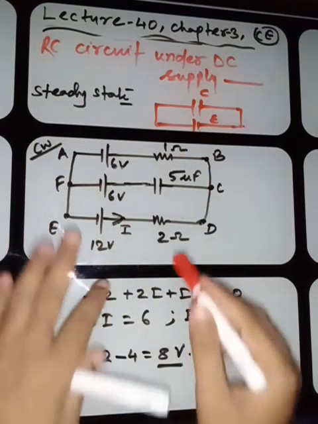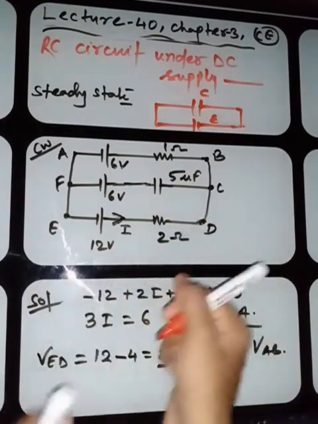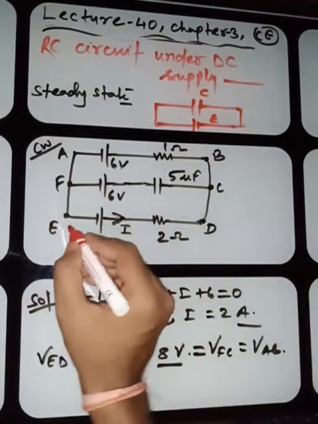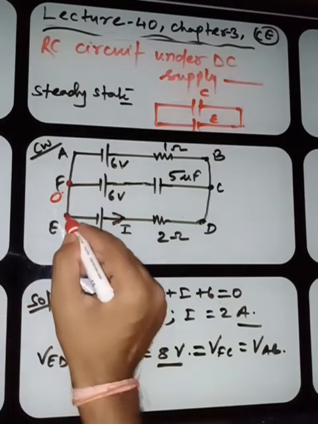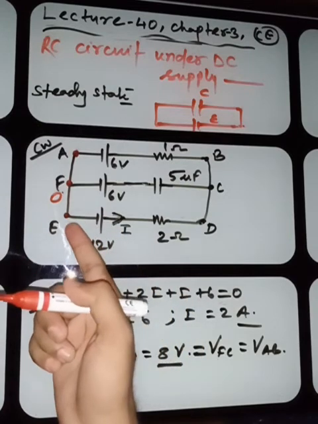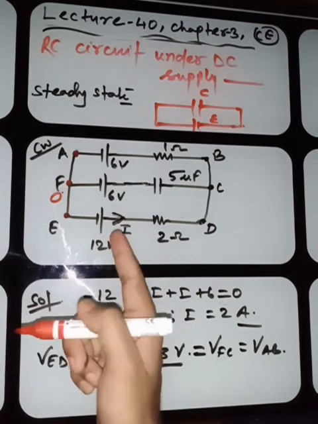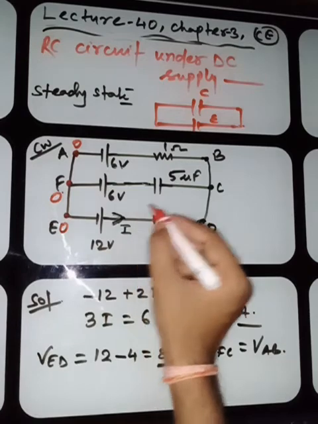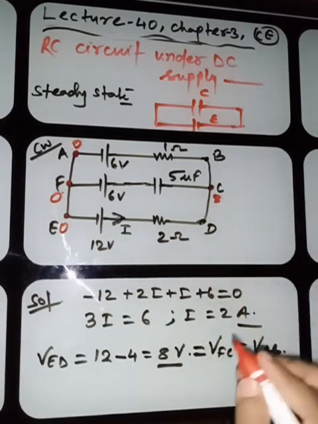Now we have to find the charge across this capacitor, so we will think very carefully. Suppose here it is 0 volt, 0 here also, 0 here also. The same concept I have taught you in the Cisco online class. So 0 and 0, but here we have 8 volt.